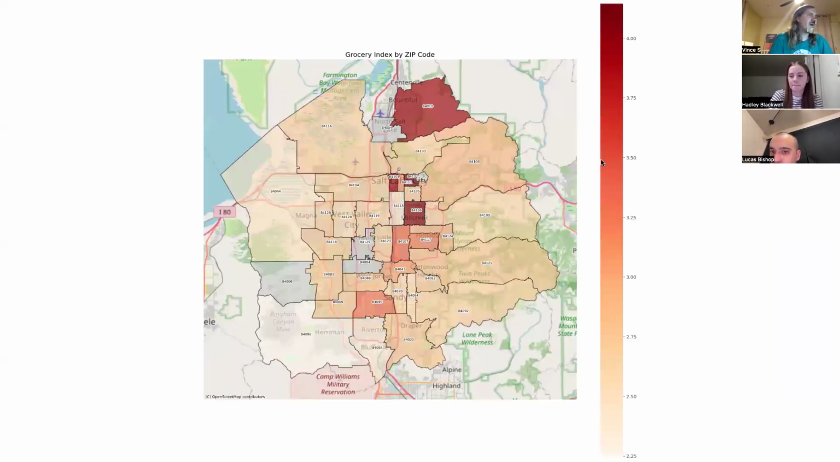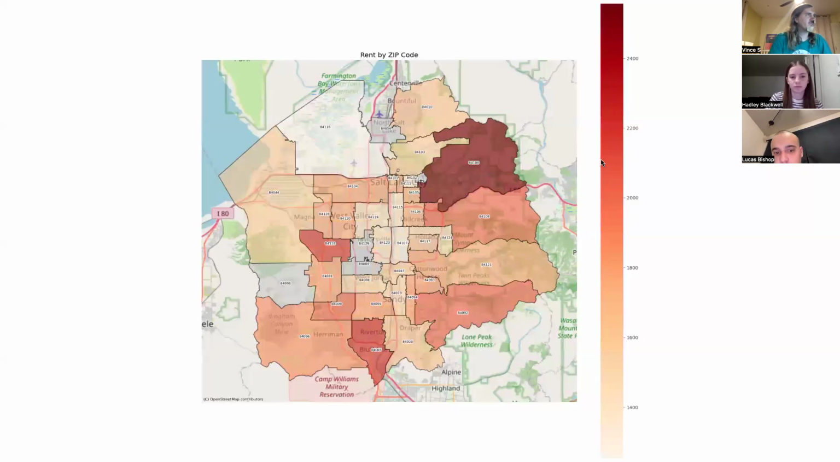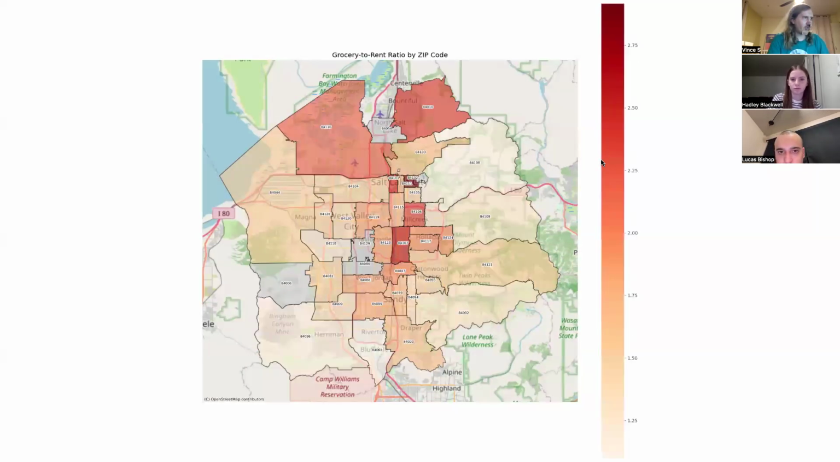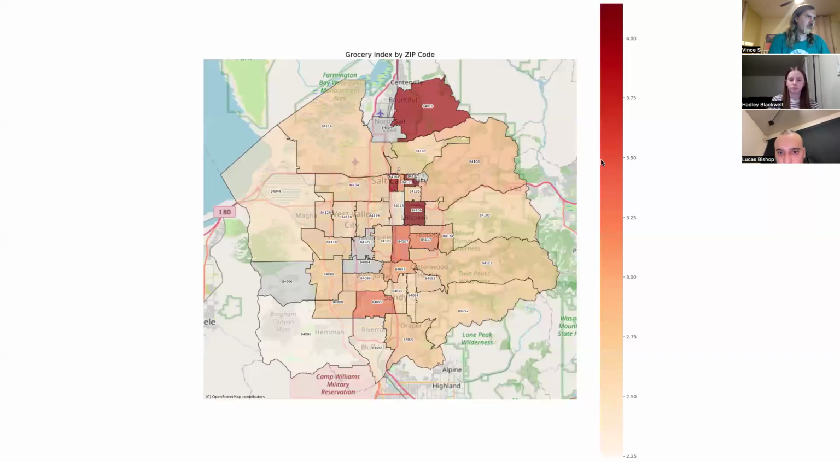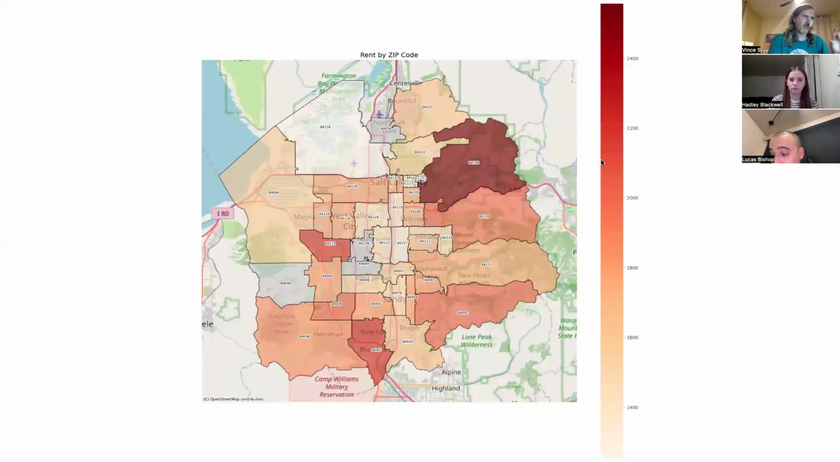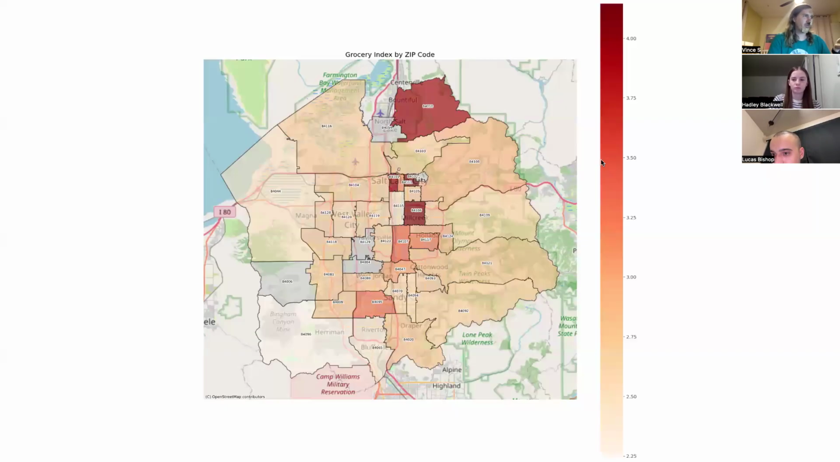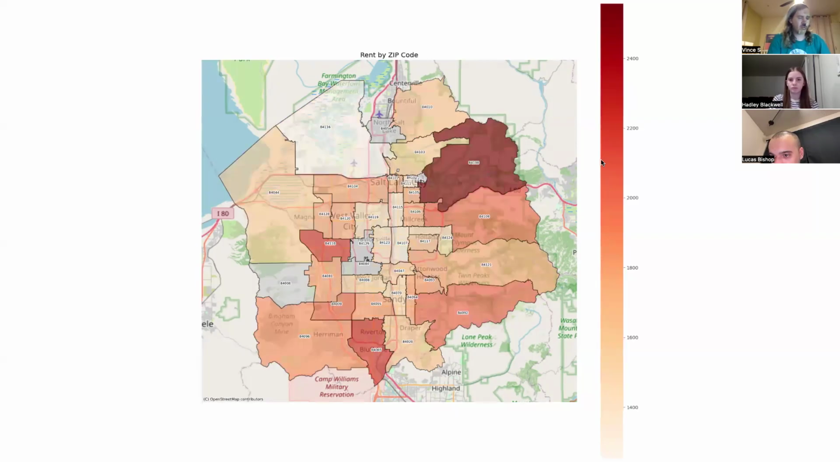Here we have some heat maps of the zip codes and their grocery index versus their rent, and then a ratio of the two. As we're looking at all three of these, we can see that there isn't really much of a relation. We would expect that there were more similarities if there was a stronger relationship.